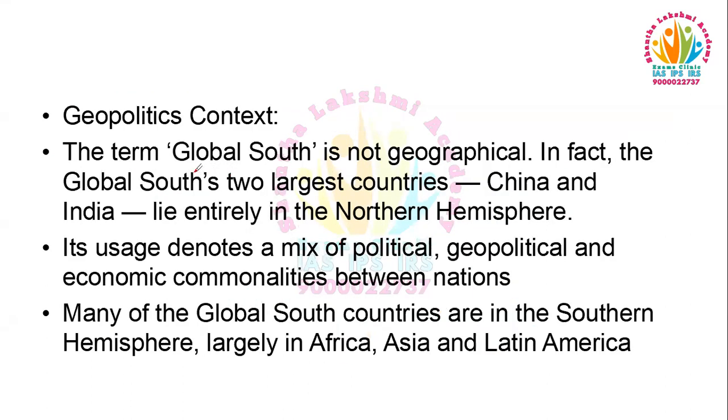The term Global South is not a geographical word, but it is used in a geopolitical context because it denotes a mix of political, geopolitical, and economic commonalities between the nations. If you look at the regional spread, two of the largest countries of the Global South, that is China and India, lie entirely in the northern hemisphere, whereas many of the Global South countries are present in the southern hemisphere, largely in Africa, Asia, and Latin America.